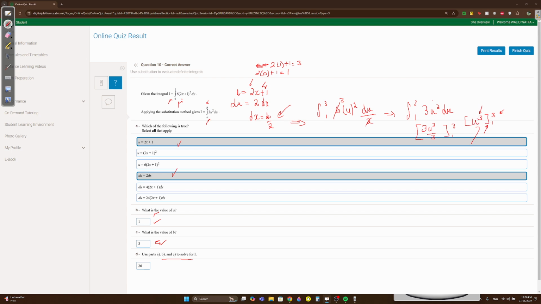So in my opinion, when you're solving u substitution definite integrals, this way is easier. Find your new boundaries. So here now, you just have to substitute 3 and 1 into u. You don't even have to change u back to x. So you can go u to the power of 3, so 3 to the power of 3 minus 1 to the power of 3, and you get 26. This is way easier in my opinion.